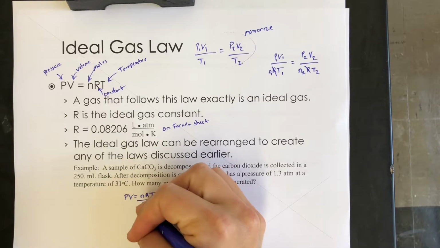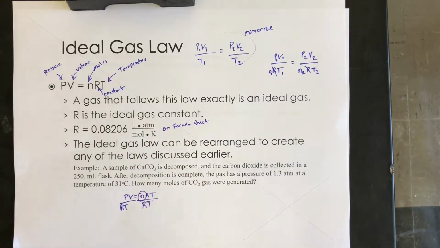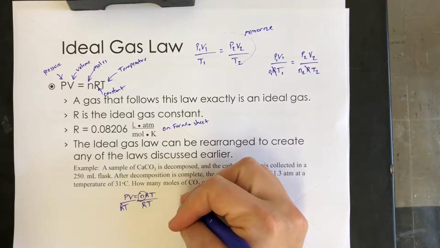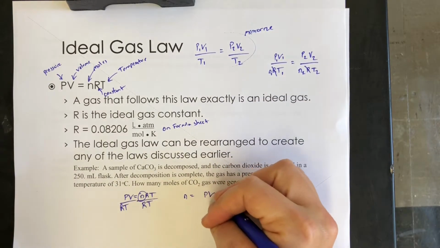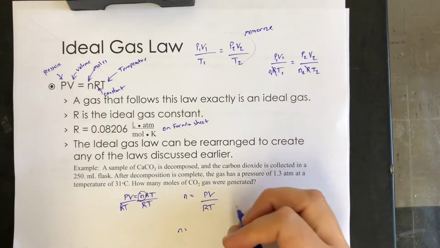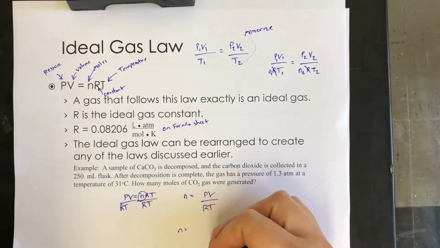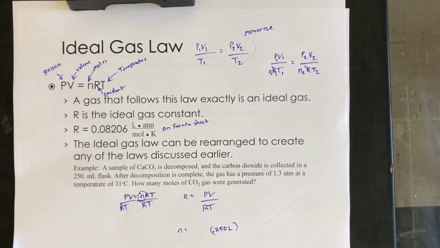So the first thing we want to do is set this up to solve for the variable we need to find, which is moles. So we need to get moles by themselves. To do that, we divide by RT. We end up with N is equal to PV over RT. From here, we just need to substitute in. So N is equal to, we have a 250 milliliter flask, which is going to be 0.250 liters.